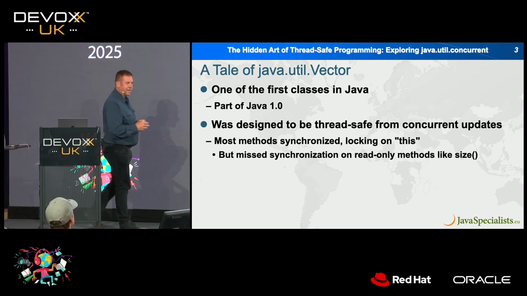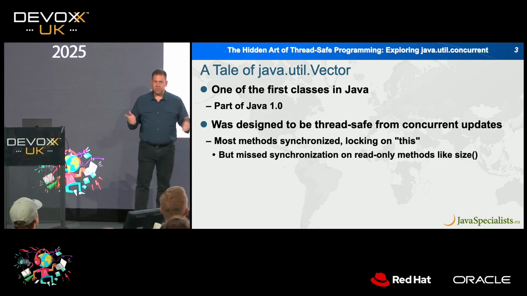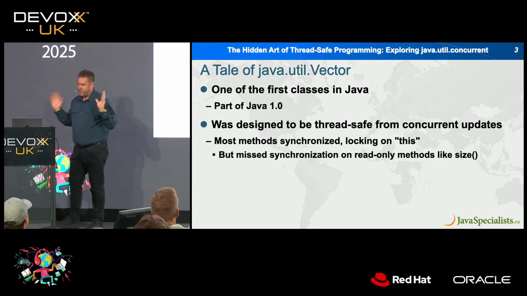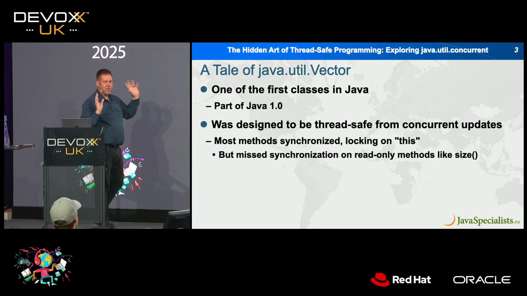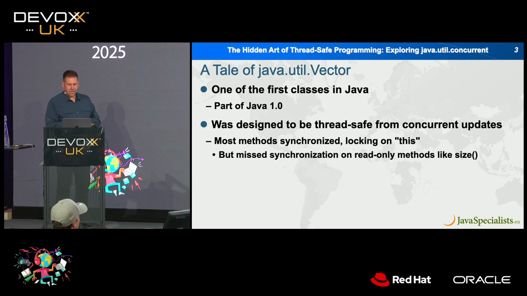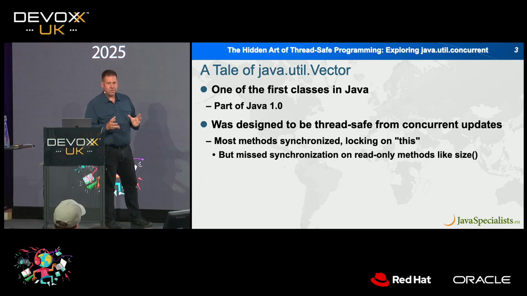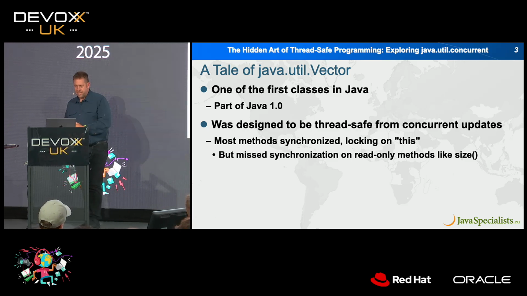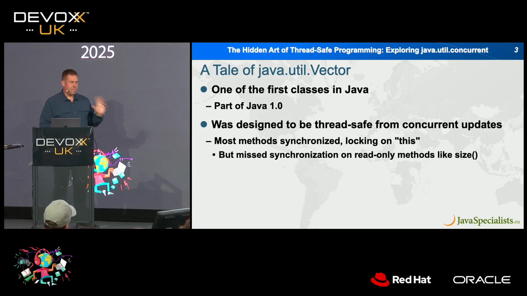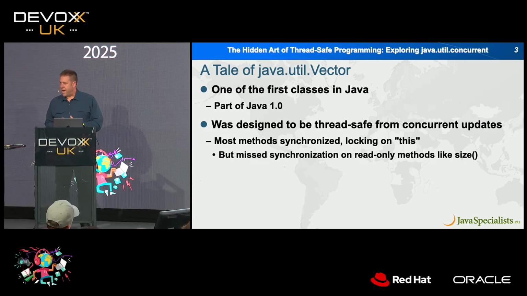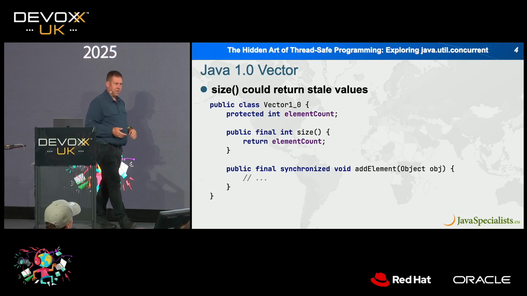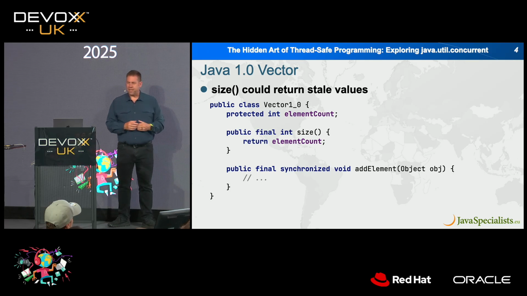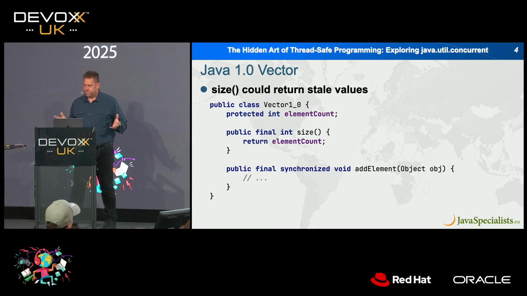So I'm going to start by looking at a class that we all know, java.util.Vector. This is not the Vector API, this is the very old class from Java 1.0. And when they wrote it, they had a certain model in their mind about how concurrency would work, and they actually had most of the methods synchronized. The method synchronized itself, which then synchronized on this, but they missed some synchronization points. So for read-only methods, they decided to not synchronize. For example, they had the elementCount protected, so any subclass could change it, but also they had the size method without any synchronization at all.